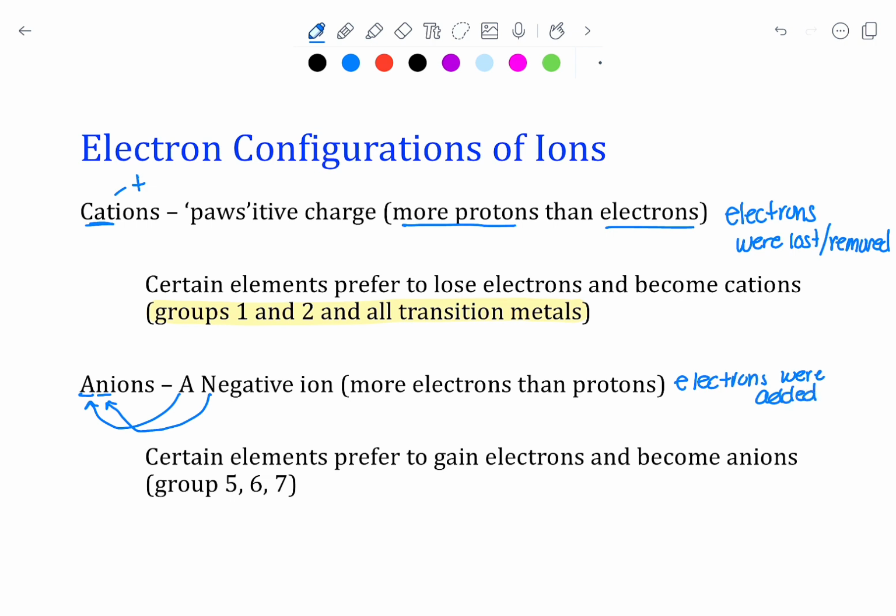Again, certain elements prefer to gain electrons and become anions, and this is more typically our nonmetals. So that would be our nonmetals in groups 5A, 6A, and 7A, or 15, 16, and 17. They prefer to form anions, so they have a really high electron affinity. They want to take on those electrons.